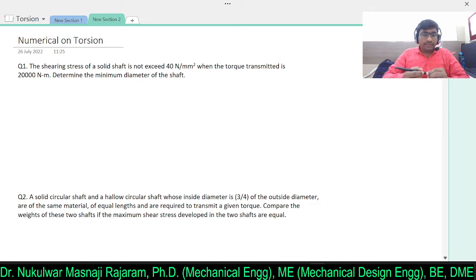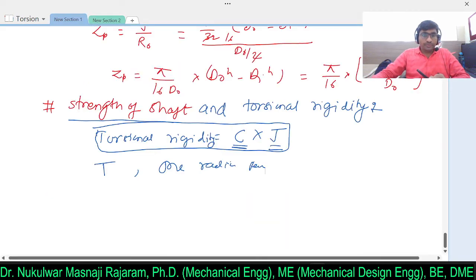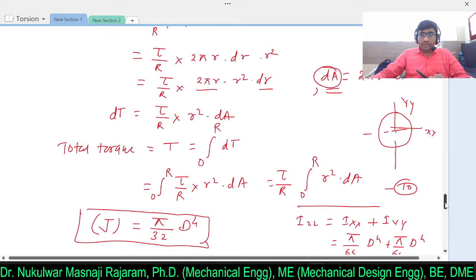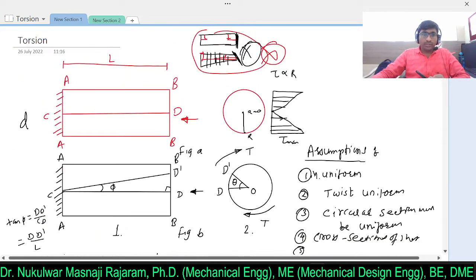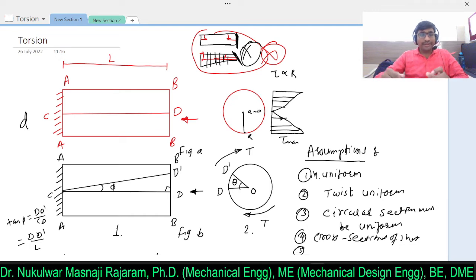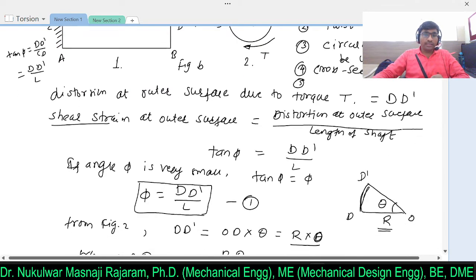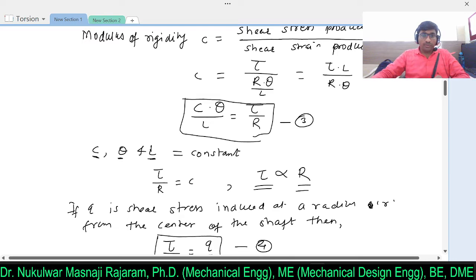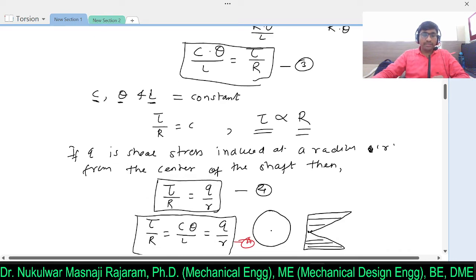In today's lecture, we will see some numericals on torsion. Before that, what we have learned in a previous video is all related to torsion. First we have seen what a shaft is. A shaft is a cylindrical machine element which is used to transmit power. A shaft can transmit motion along with the torque, and we have already learned the formula for power, that is 2 pi NT divided by 60.